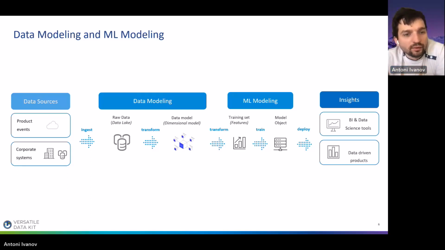So the data model is basically the prepared data that is going to serve the use cases. Whereas the ML model is the model object that is produced by the training, which allows different use cases, usually prediction or generation.